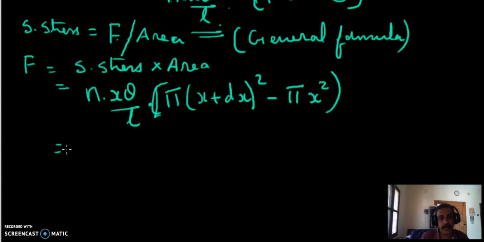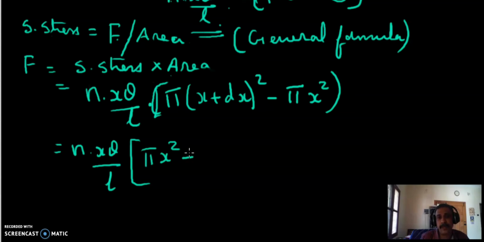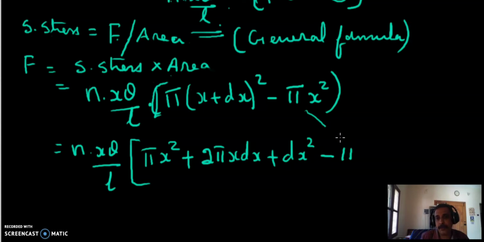Now I expand this using the formula (a + b)², so a² + 2ab + b², minus this one, πx², I am going to write here, right? This πx² and πx² will get cancelled.